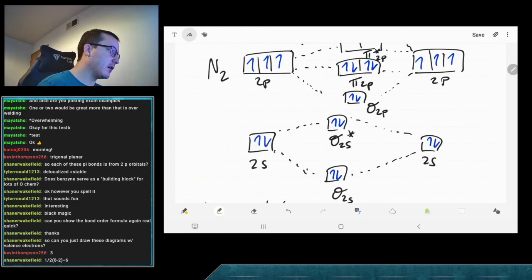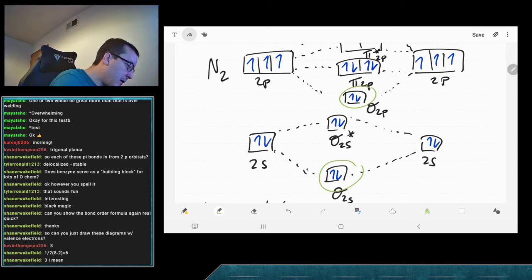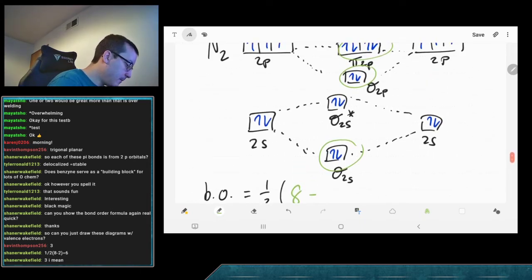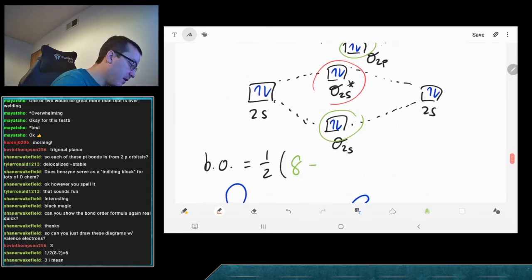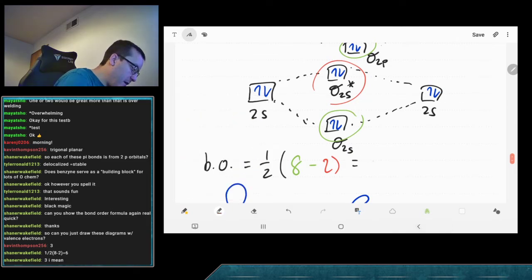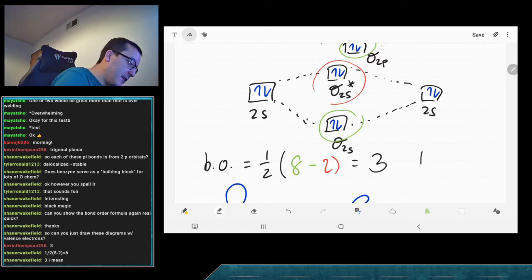Well, let me start by... Okay, yeah, Shane's got the bond order already. Yes, you guys are way ahead of me. So we have 2, 4, 6, 8 bonding electrons. We have 2 anti-bonding electrons, which, as you both said, is a bond order of 3. And that indicates a triple bond.